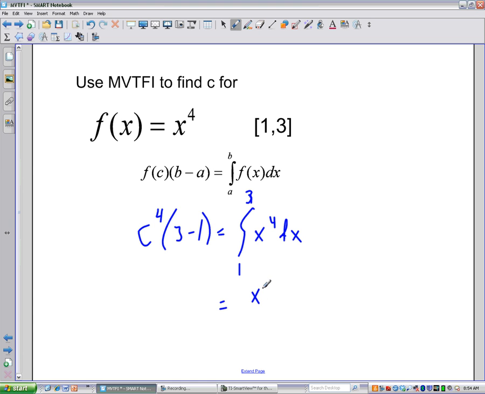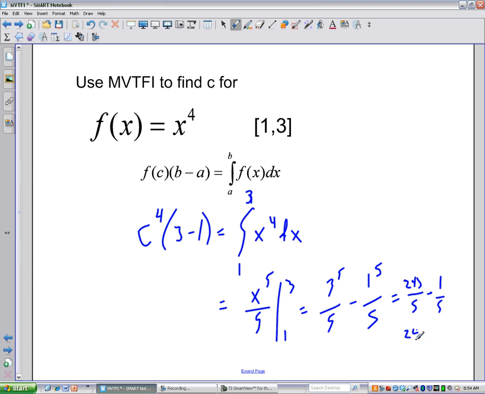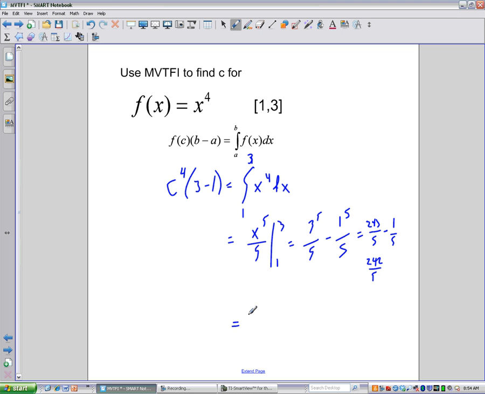So x to the fourth becomes x to the fifth over 5. Evaluating at 3 and 1, we've got 3 to the fifth over 5 minus 1 to the fifth over 5. 3 to the fifth is 3, 9, 27, 81, 243. So I've got 243 fifths minus 1 fifth, which is 242 fifths. That takes care of the integral side, the area under the curve: 242 fifths.